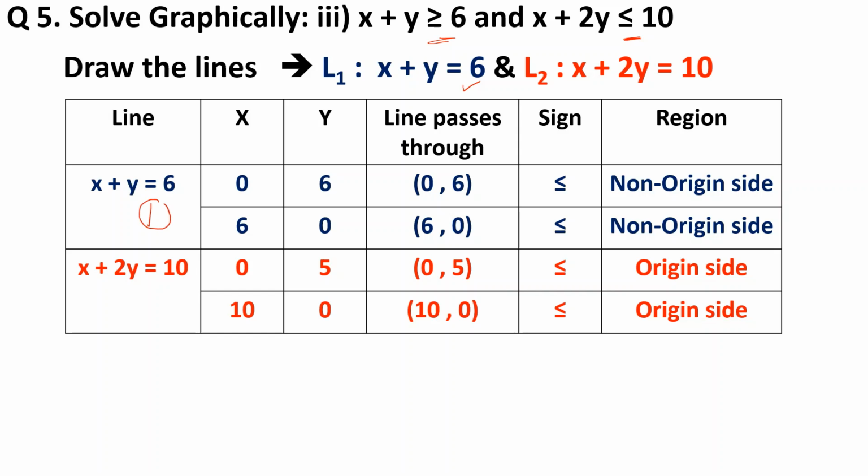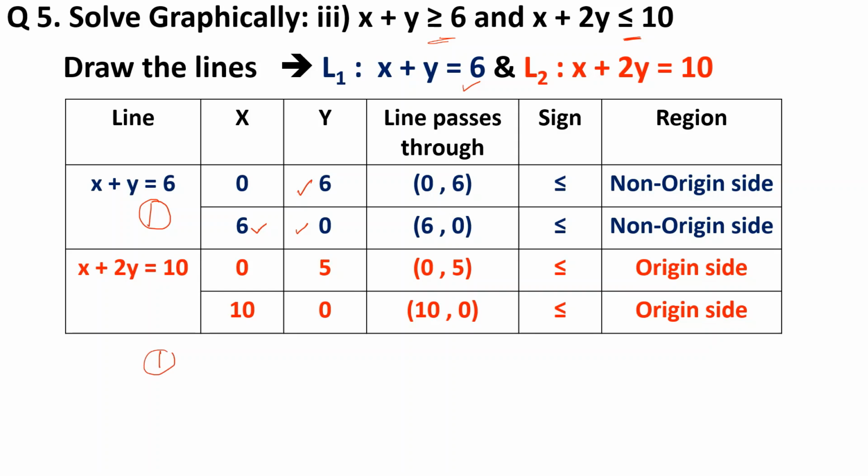This is my first line. Put x is equal to 0, I get y is equal to 6. When I put y is equal to 0, I get x is equal to 6. So two coordinates that you obtained, 0, 6 and 6, 0. Now whether it is origin side or non-origin side, we will check the condition.